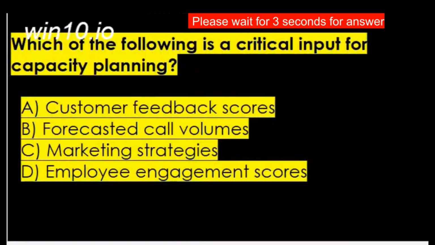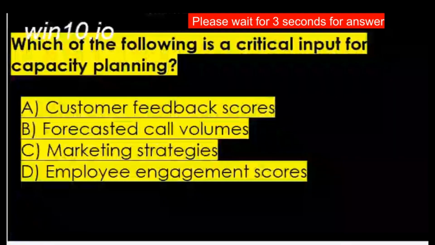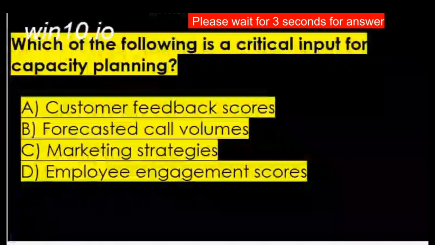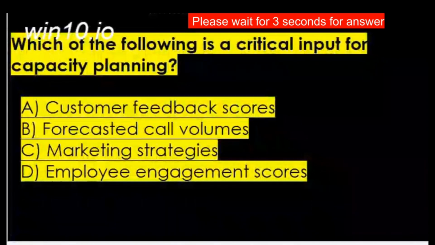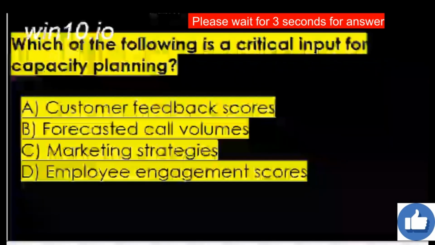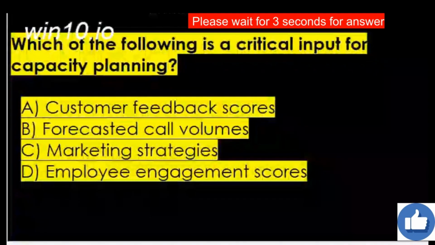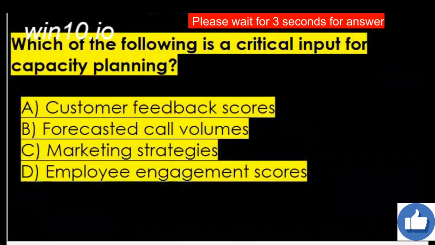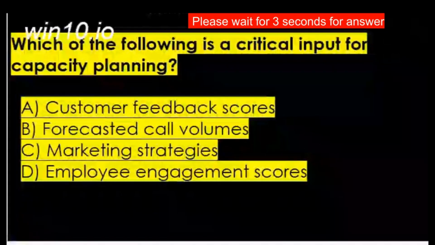Correct answer for this question is option B, forecasted call volumes. Out of these options, forecasted call volume is a very critical input for capacity planning, because we need to have the forecasted call volumes on the basis of the historical call volume we had in the past. On the basis of that, we can find out what kind of future call volume we are expecting in the near future, what could be the demand, and on the basis of that, we have to align the number of resources to handle that incoming workload.